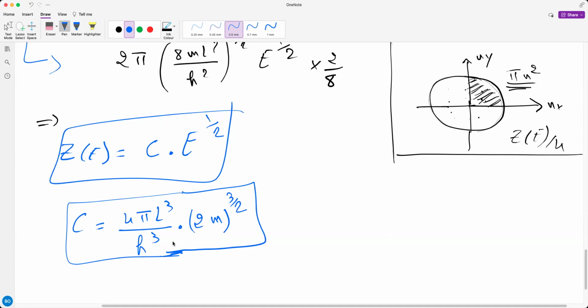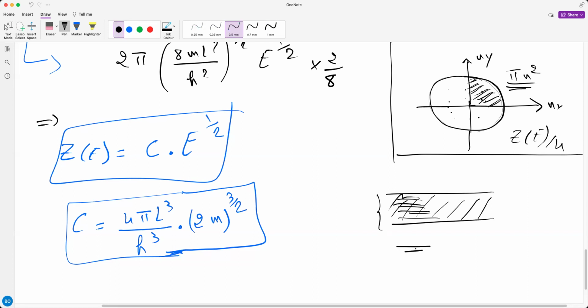So what does this mean? It means the following. If I take any element of energy dE here, I can calculate how many energy states I have in this element. So for any dE, I have Z dE. Any question?